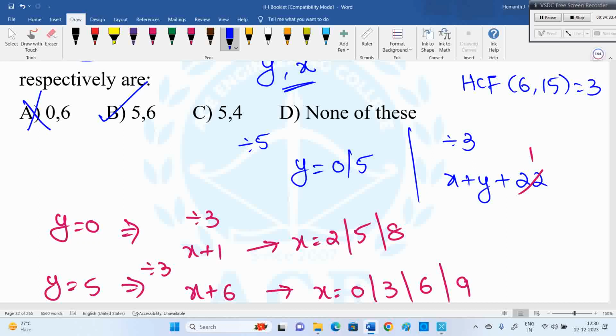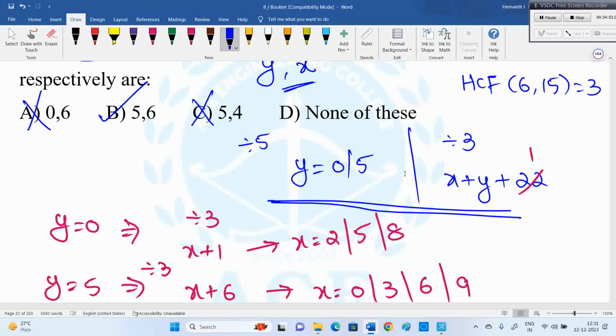5 plus 4, 9. 9 plus 1 is 10. Not divisible by 3. Eliminate. 5 plus 6, 11 plus 1, divisible by 3, satisfied. We can go with option B. Here itself I can complete option verification if you want to do, but I just want to inject the concept in your mind. What are the different ways?